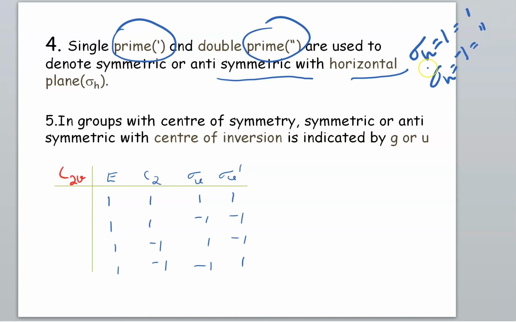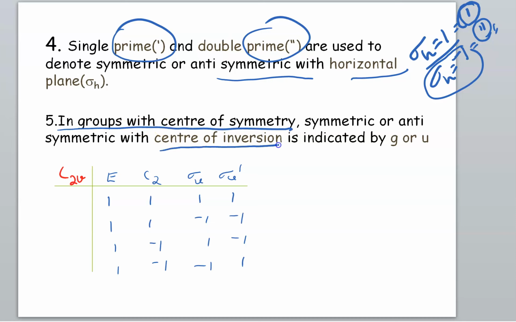That is, if sigma h is present, then if 1 is the character of sigma h, we are using the single prime. If minus 1 is the character of sigma h, then you are using the superscript double prime. Okay, and the last one: in groups with a center of symmetry, symmetric with respect to the center of inversion is indicated by G, and anti-symmetric with respect to the center of inversion by U.